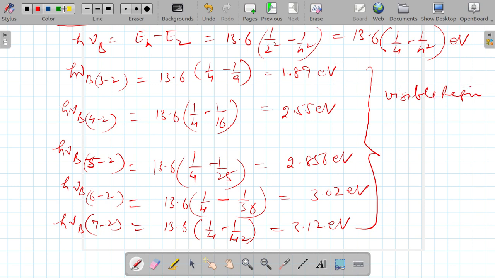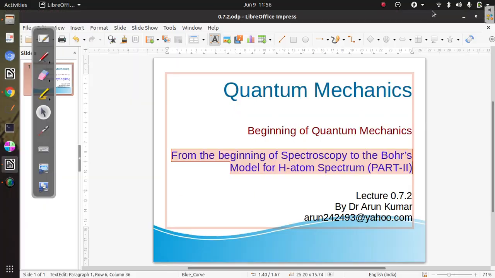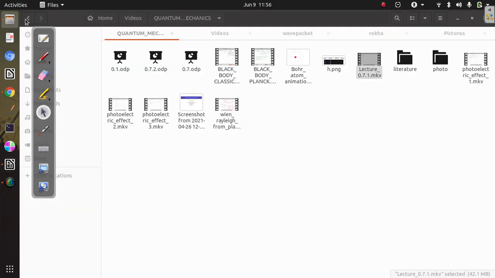And this corresponds to red color, this corresponds to green color, and this energy corresponds to blue color, and this is nearly purple like color, and this is the violet color. And this is also clear from the diagram, and let me go there. So it is a spectrum of hydrogen atom.